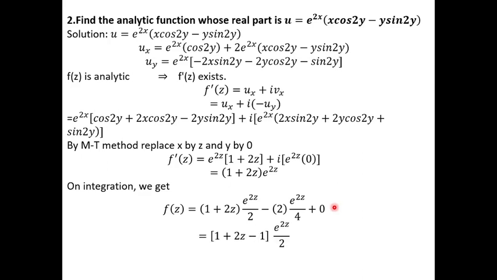Now simplify. We get (1 + 2z - 1) e to the power of 2z by 2, because 2 by 4 is 1 by 2. e power 2z by 2 is a common function, take it outside. We get it like that. The answer is 2z e to the power of 2z by 2, that is z into e to the power of 2z. This is the analytic function for the given part u.